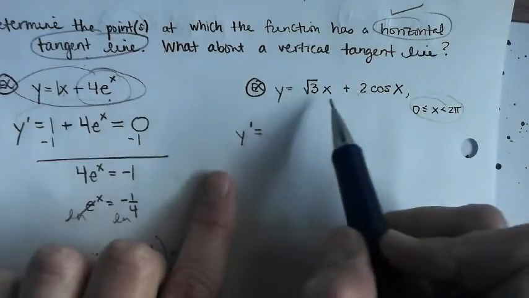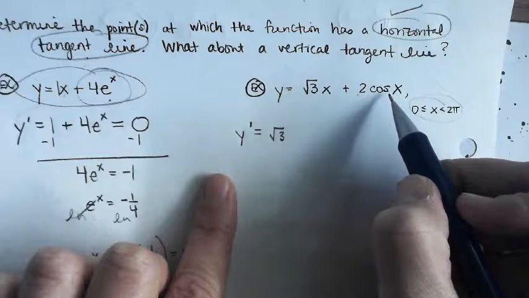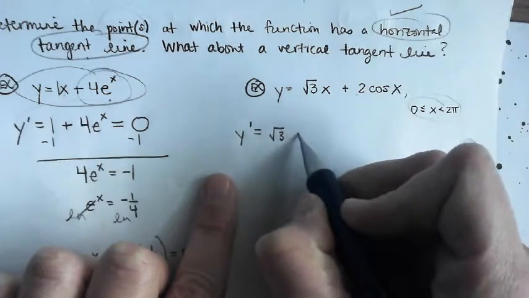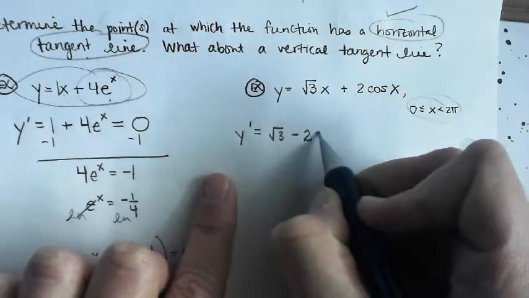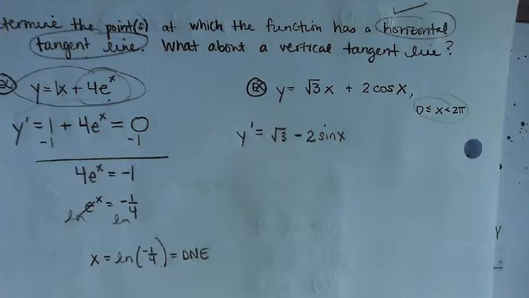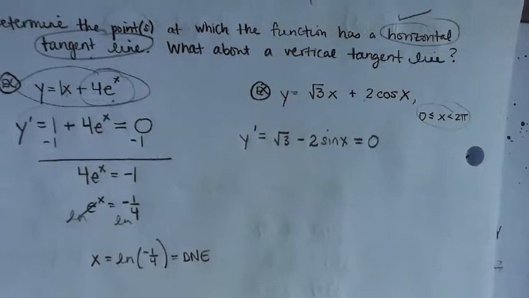But for the moment, the derivative is root 3. And what's the derivative of cosine? Negative sine. So you'll get better at this. You can immediately do plus 2 times negative sine, but then you get used to that's going to turn the plus into a minus when you simplify it out. So there's our derivative. When does it equal 0? So set this equal to 0 for a horizontal tangent line.